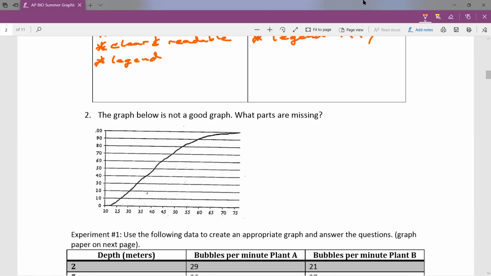All right. The graph below is not a good graph. What's missing? Labels. Yes. And I'm just going to point out to you right now that when I see kids do graphs, they often leave labels off. They put the numbers and they don't tell what's going on. And the labels with units. If the label isn't there, the units aren't there. But remember, you're supposed to put them. Title.